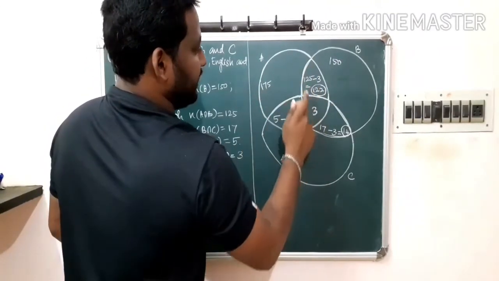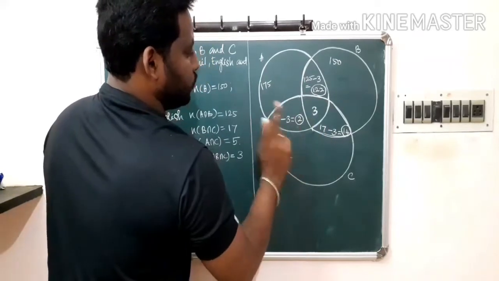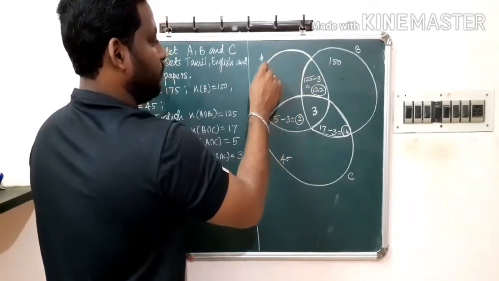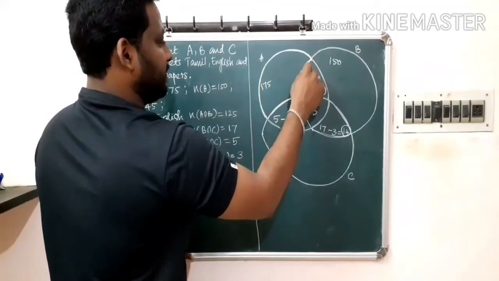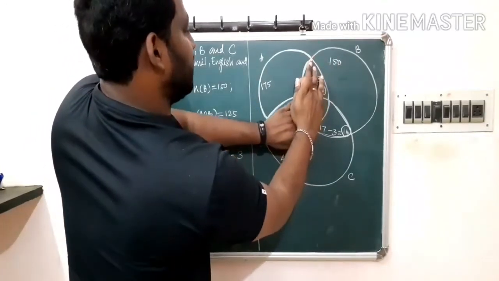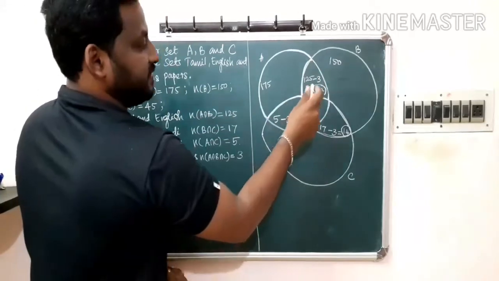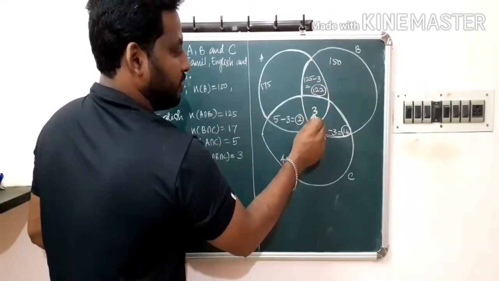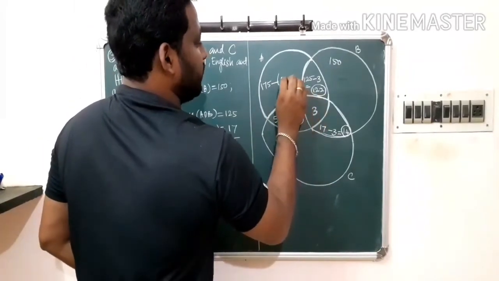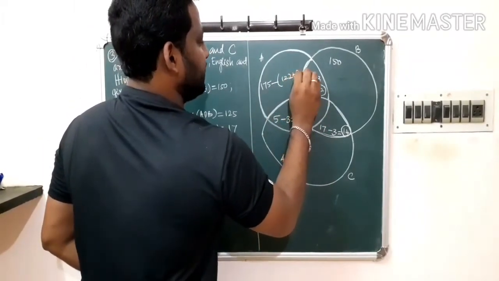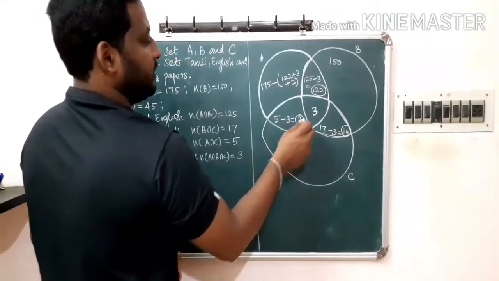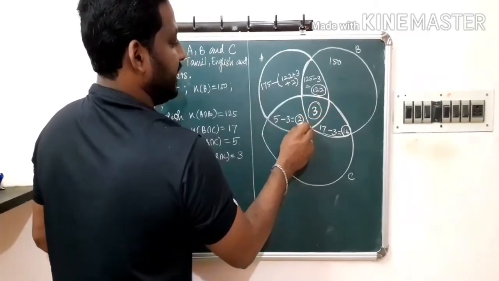This part alone 122, this part alone 3, this part alone 2. So we have to find out those who are getting only Tamil newspaper. That means this part alone we are going to find out. Which means we have to subtract 122 plus 3 plus 2 from 175. So we have to subtract these three values.